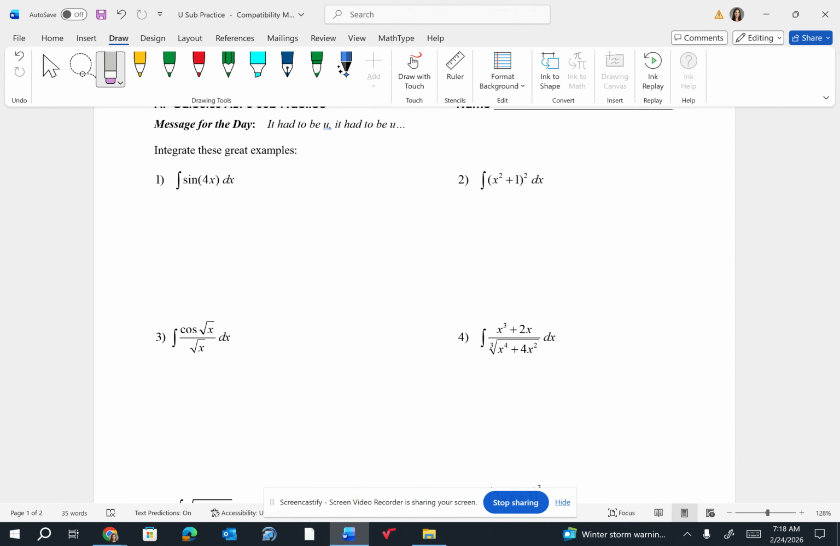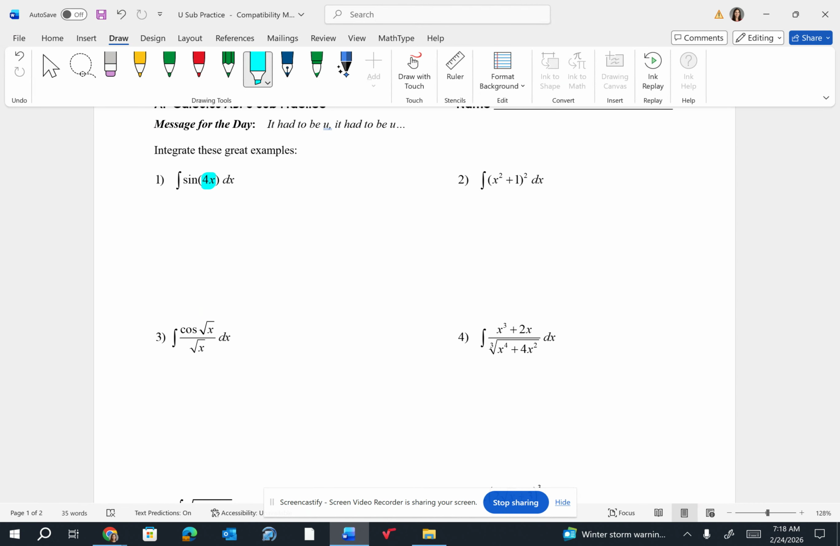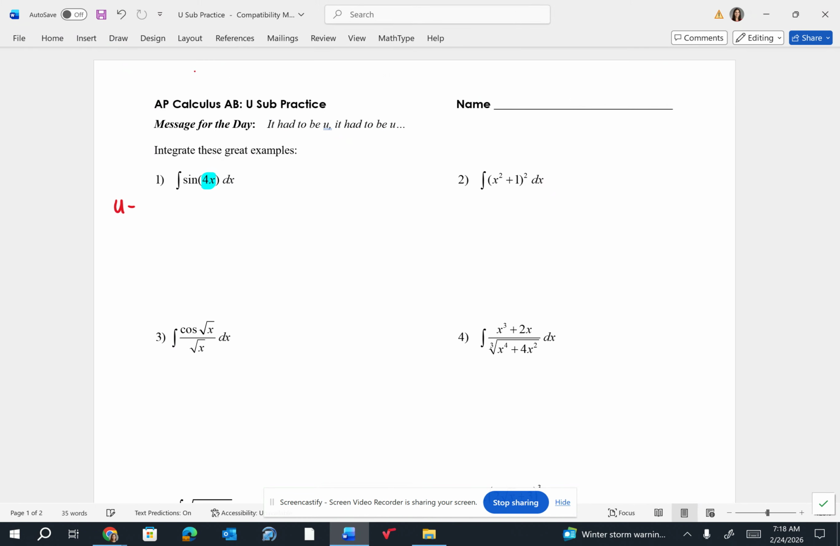First thing that we talked about was looking for a function within a function to potentially pick as a good u. So I'm seeing that this 4x is inside the sine function. So I'm going to pick that as my u. So I write u equals 4x.